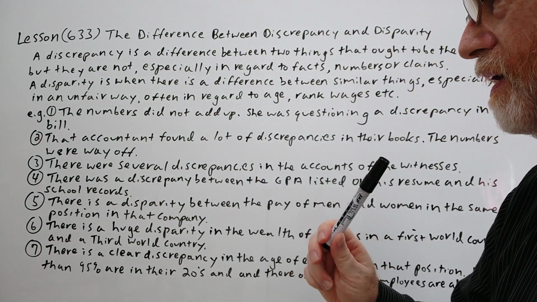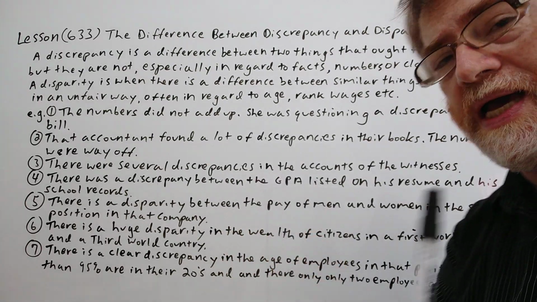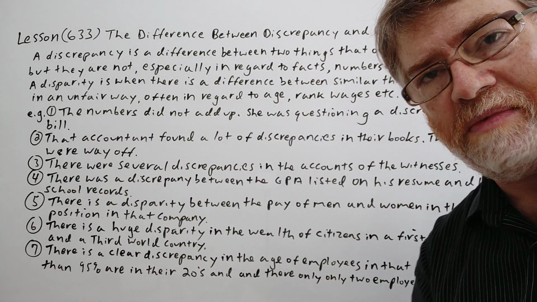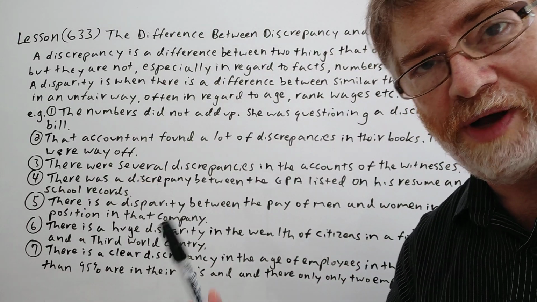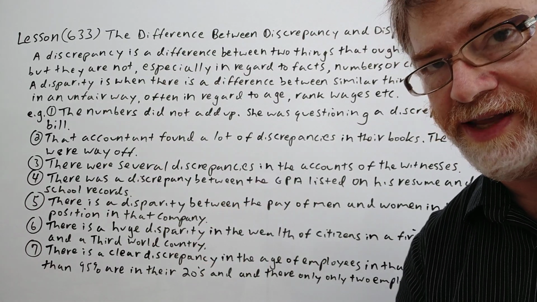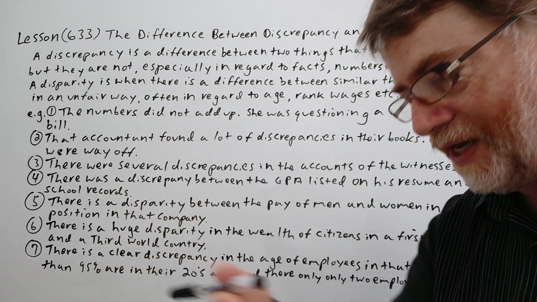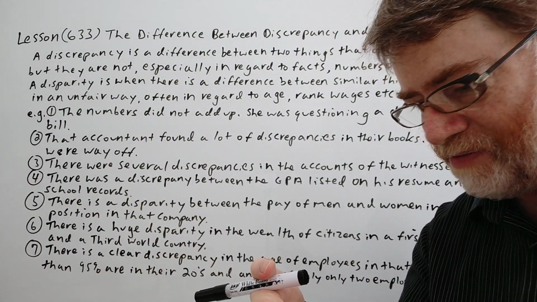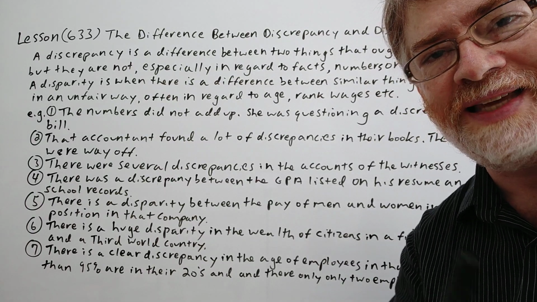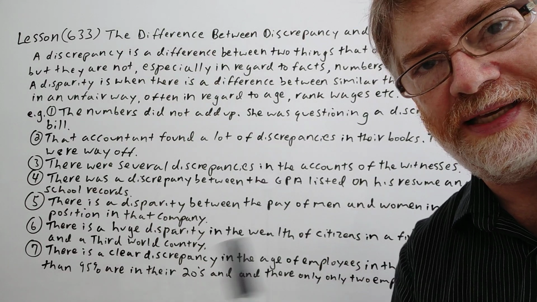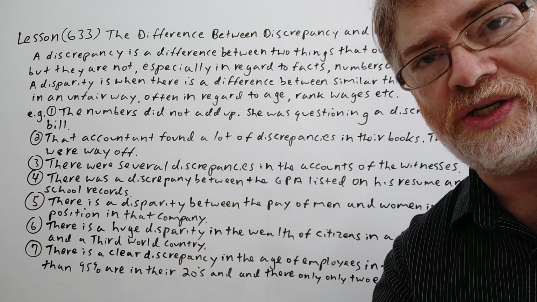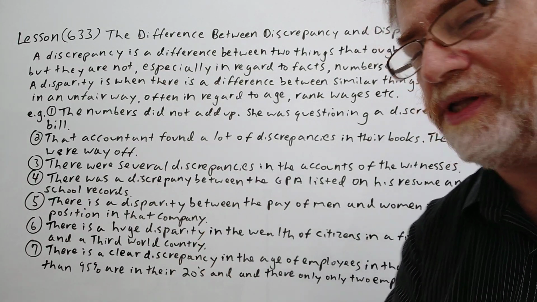Okay. Number four, there was a discrepancy between the GPA listed on his resume and his school records. Yes, I remember this. One of my friends from college, he applied for a job and he kind of lied on his resume. And unfortunately, they asked for school records. They got the school records and said, hey, this isn't the same as the one you put on the resume. And they actually fired him for that. But that's a discrepancy. These numbers should be the same. What you wrote on the resume and what your school records say should match. And if they don't, then that's a discrepancy.